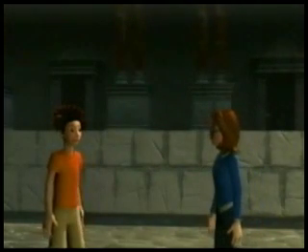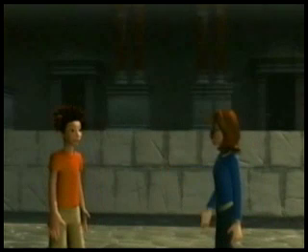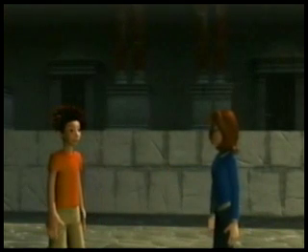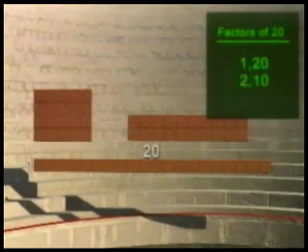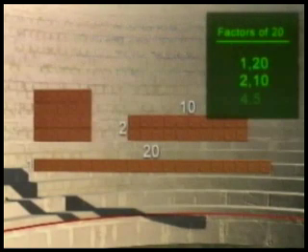Matt, I'll figure out the factors of 20, and you see if they match up with the dimensions of the shapes in this group. 1 times 20. Check. 2 times 10. Check. And 4 times 5. That's it. It's a perfect match.